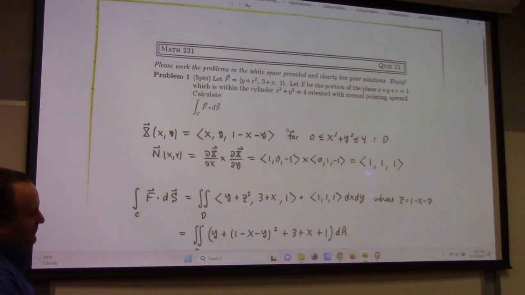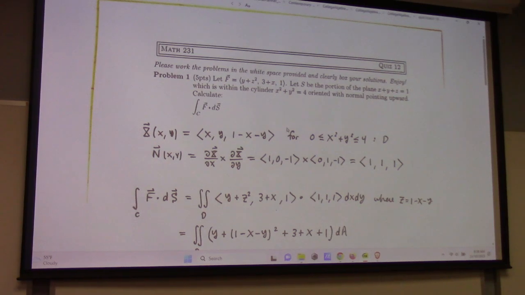So not surprisingly, 1, 1, 1 is the normal because, of course, it's a plane. As you guys learned in like week 1 or 2, the normal to the plane is 1, 1, 1, right? So that happened. And with that in mind, I calculate the surface integral. I take the integral over the disk of this function, where z is, of course, 1 minus x minus y. And so I take the dot product. Basically, then I plug in the formula for the parameterization into the vector field. And when you take the dot product with 1, 1, 1, you just add the components. So that's what happened.